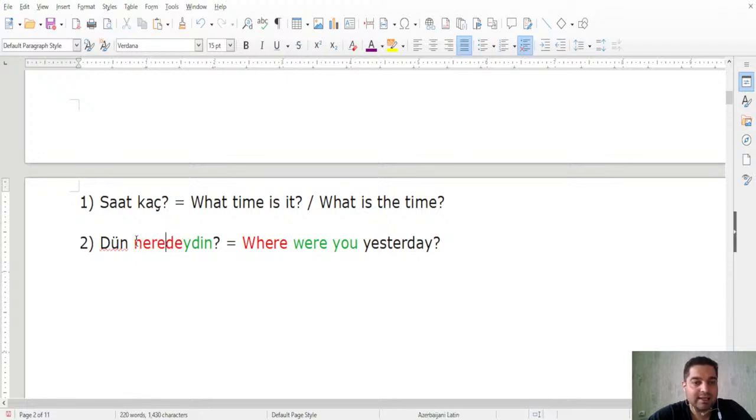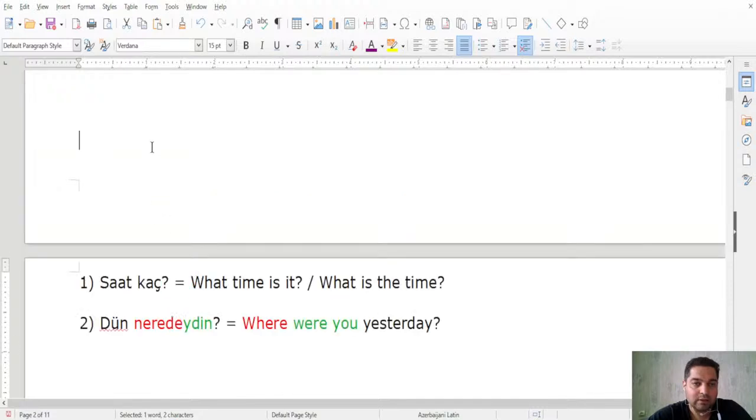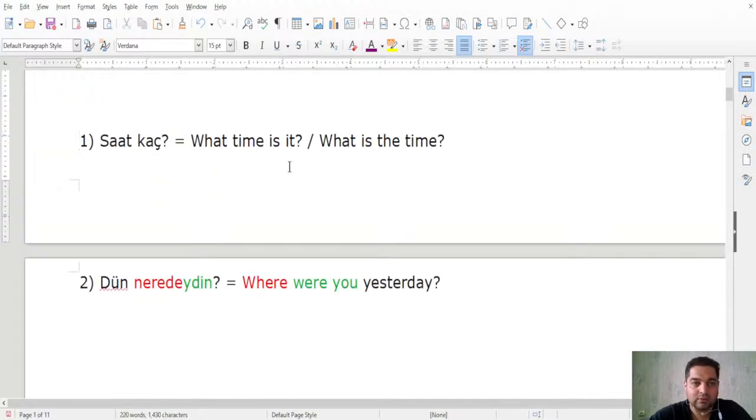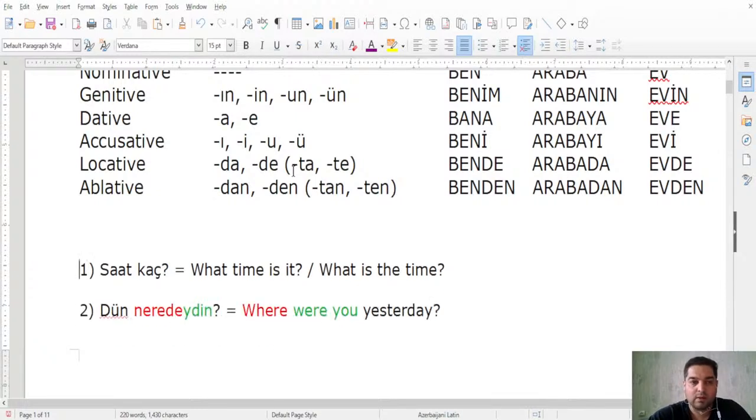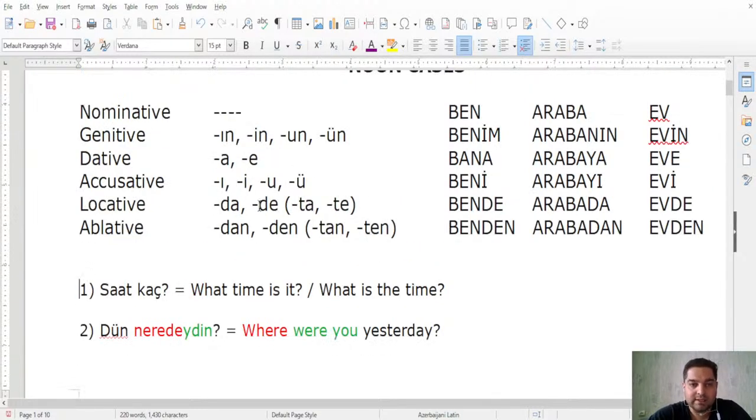Nerede, normally nere is where, and nerede has the locative case ending. Let me bring it up. So you see we have this de ending attached to nere. Nere means, normally, the nominative case of where, okay? And when you say nerede, it means at where, in where.